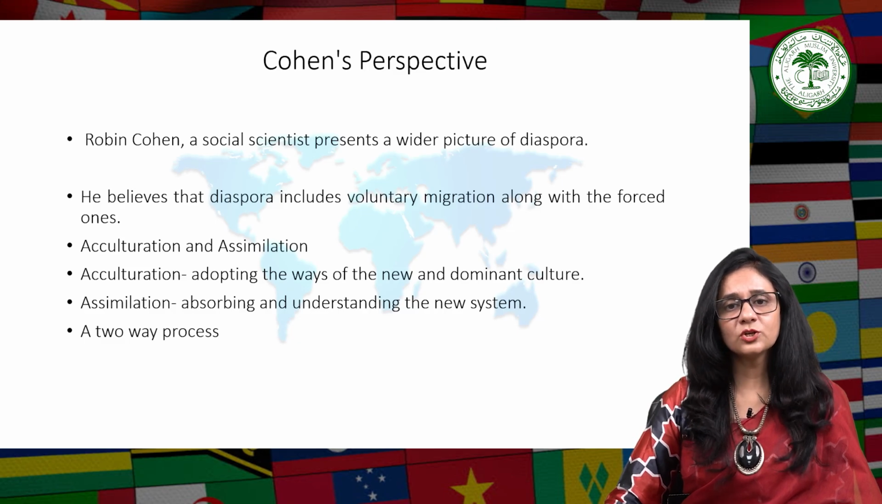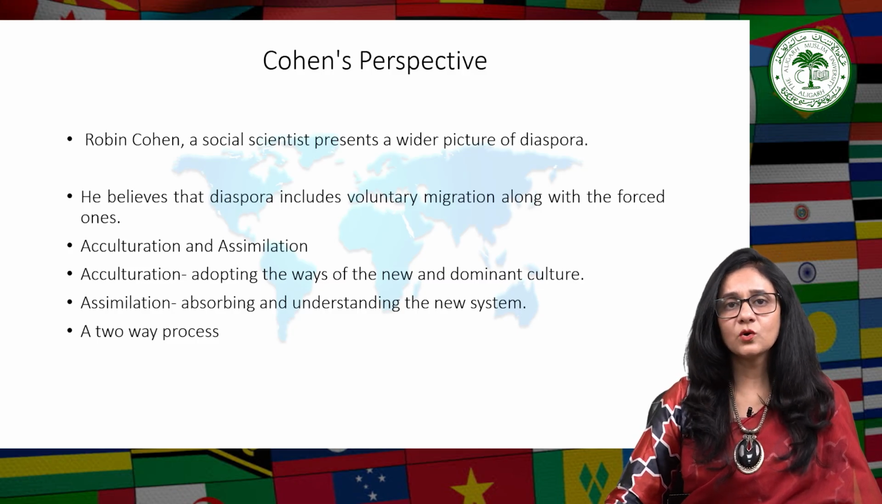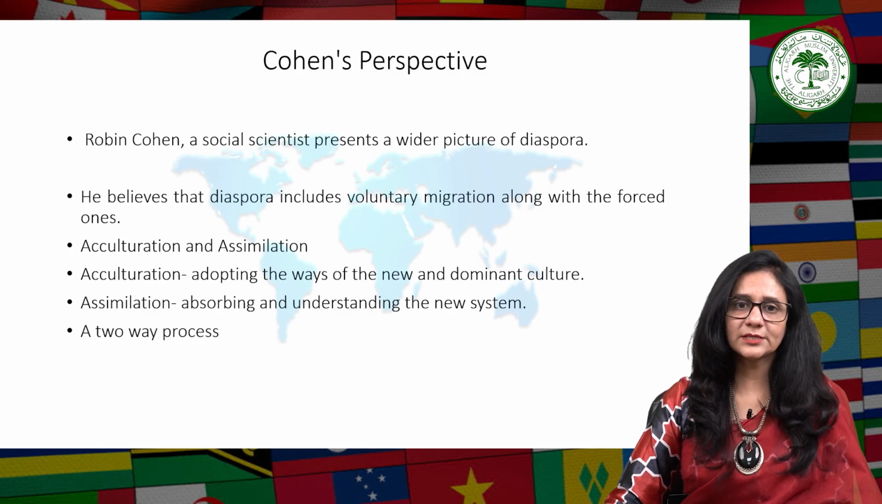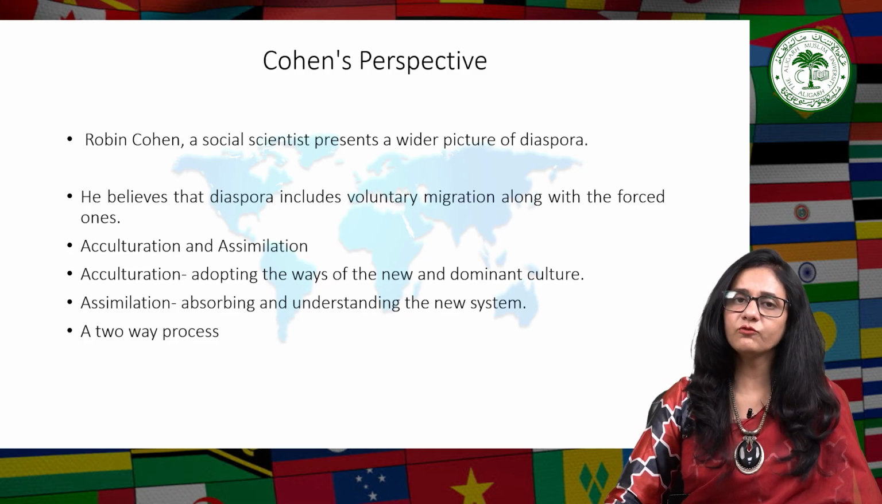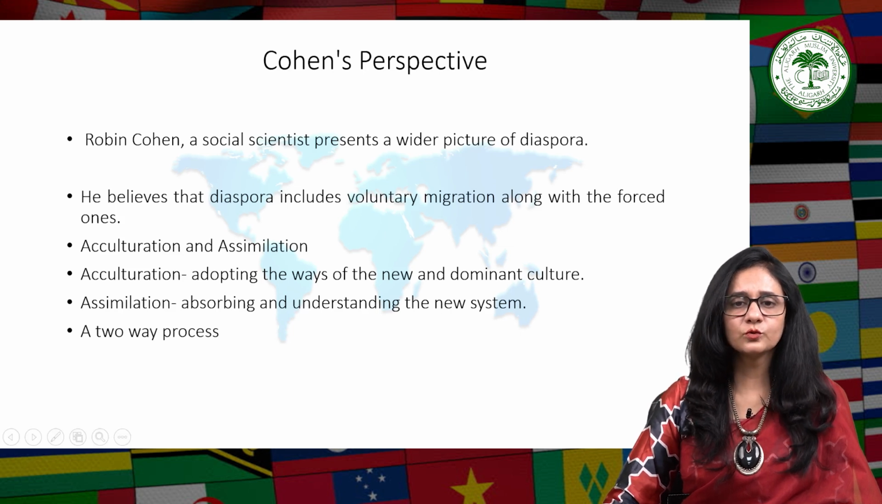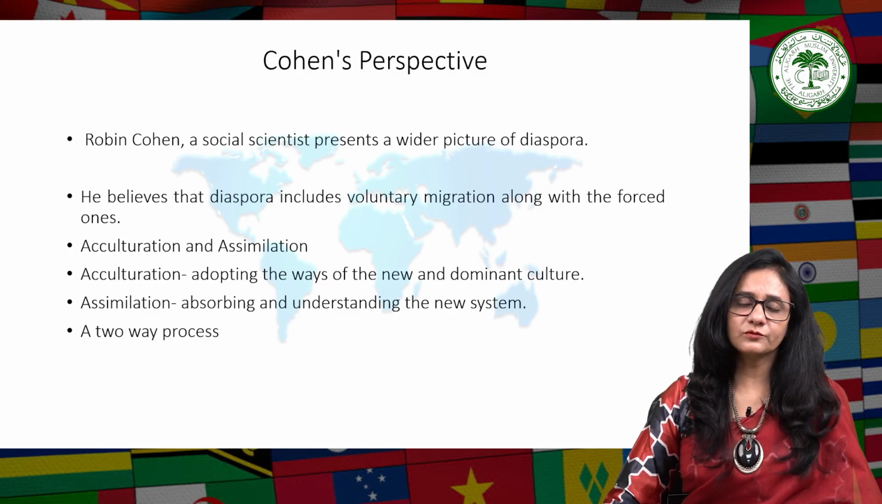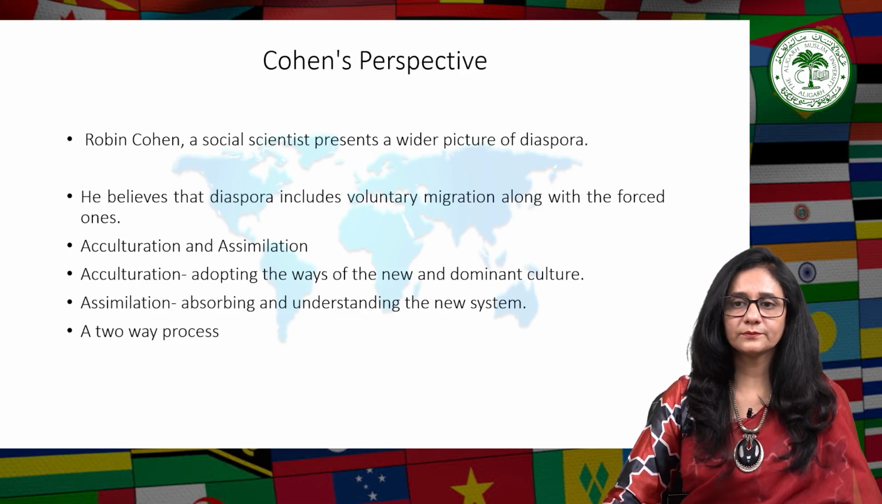While William Safran talks about compulsive migration, where people leave their homeland due to some compulsions, Robin Cohen, a social scientist, presents a wider picture of diaspora. He believes that diaspora includes voluntary migration along with the forced ones. He states that the term diaspora applies to those groups of people who have settled in a new land for a considerable amount of time. He has added other layers of characteristics to the term diaspora.